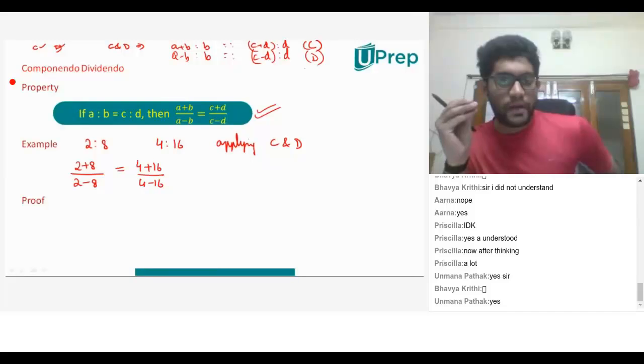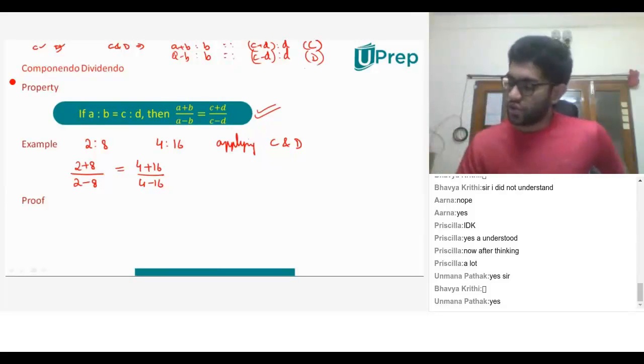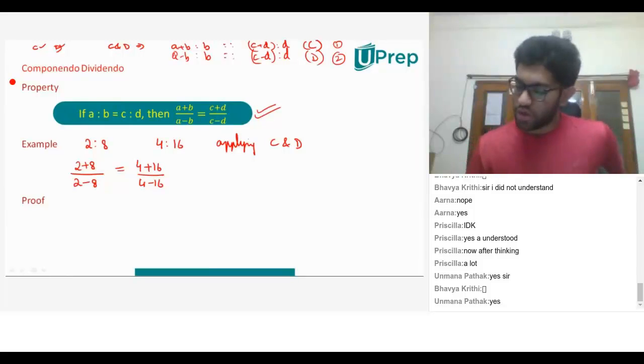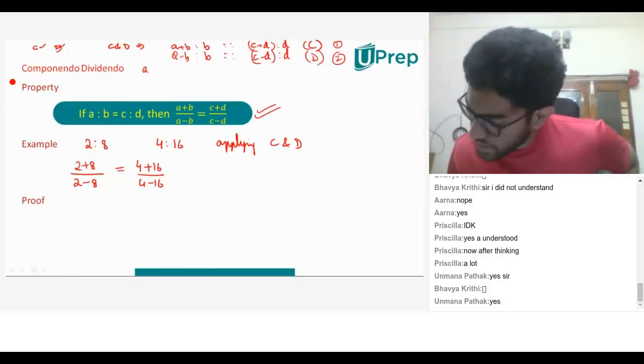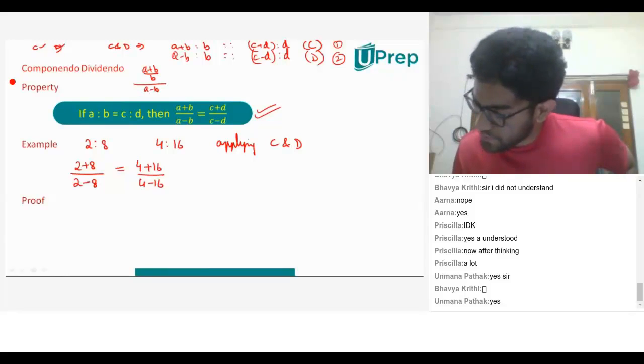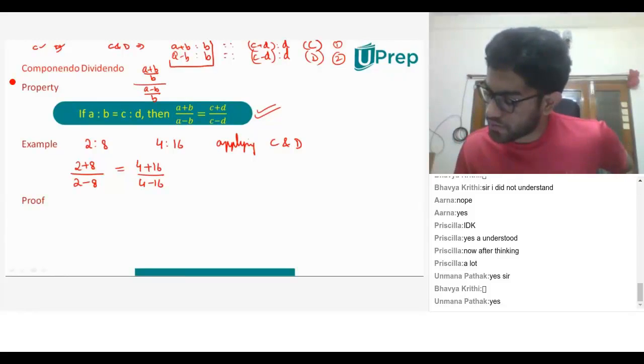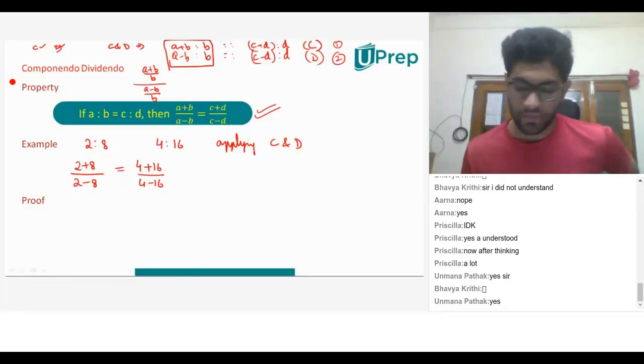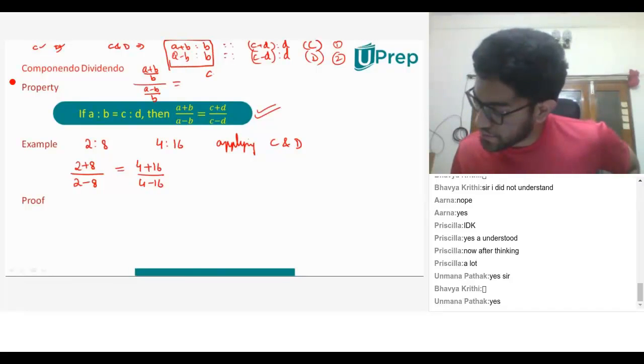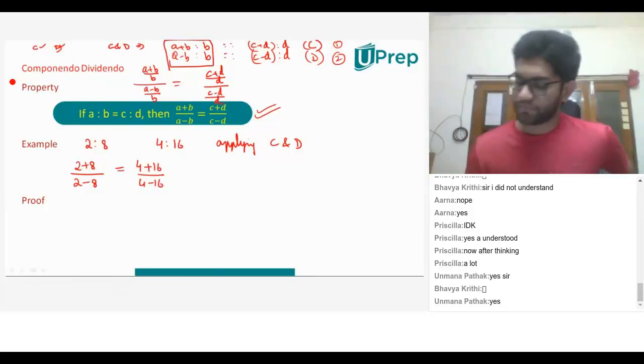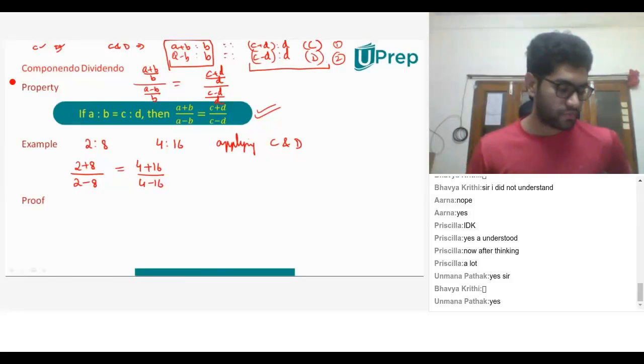In order to apply componendo and dividendo, say this is 1, this is 2, I do 1 by 2. So what do I get? (A plus B) by B divided by (A minus B) by B. Are you following this part? 1 divided by 2. On the right hand side I get (C plus D) by D divided by (C minus D) by D. I am dividing 1 by 2. Clear? Is everyone following?